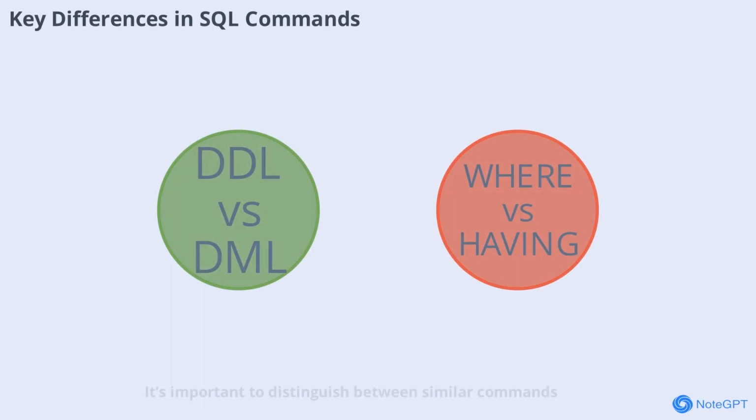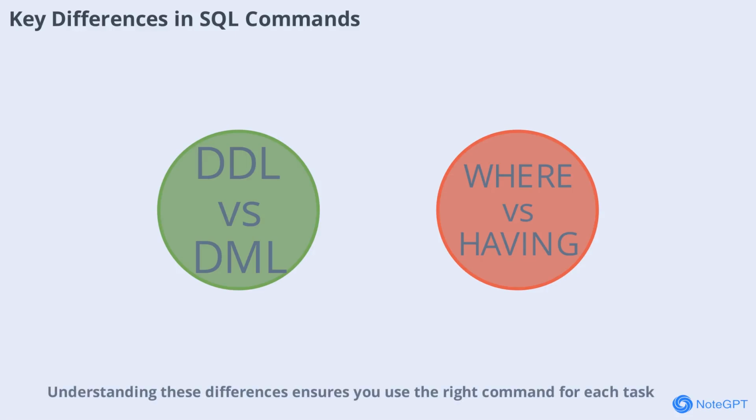It's important to distinguish between similar commands. DDL commands like ALTER and DROP change the structure of tables, while DML commands like UPDATE and DELETE modify the data itself. WHERE filters individual rows, HAVING filters groups. ORDER BY sorts data, GROUP BY groups similar records. Understanding these differences ensures you use the right command for each task.